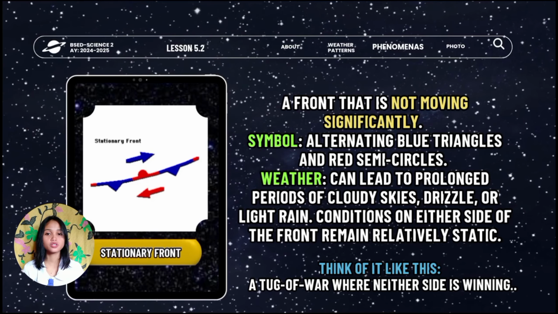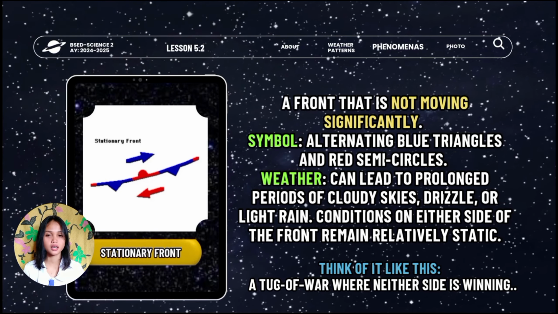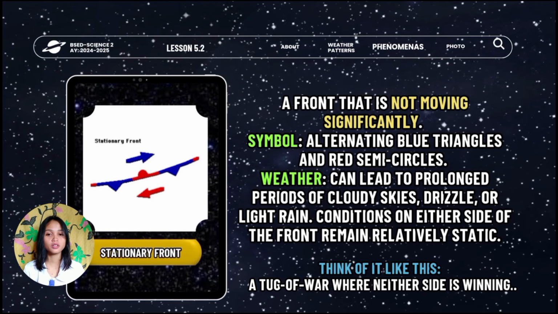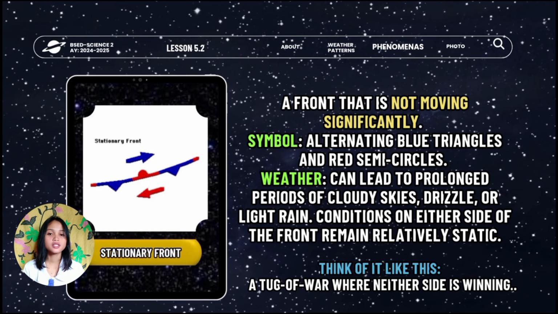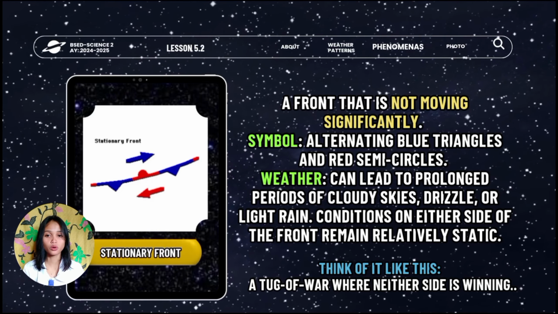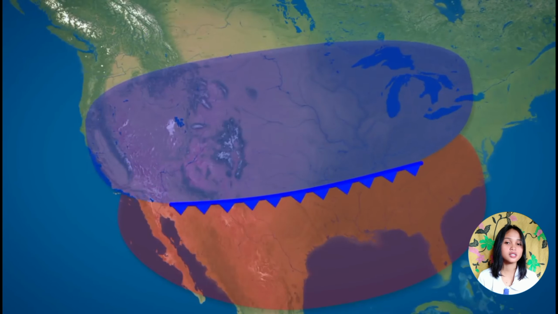Stationary front is when two different air masses meet, but neither is strong enough to move the other out of its space. It is represented by a symbol of alternating blue triangles and red semicircles. A stationary front doesn't create a warmer or cooler front. It's like a tug of war where neither side is winning.